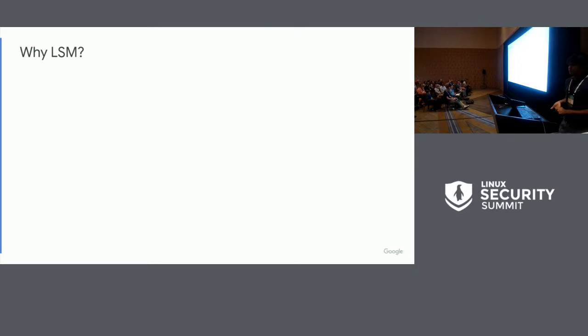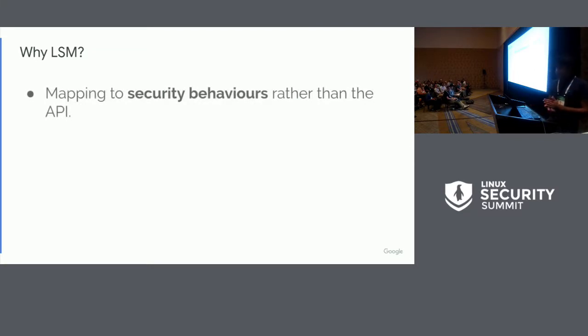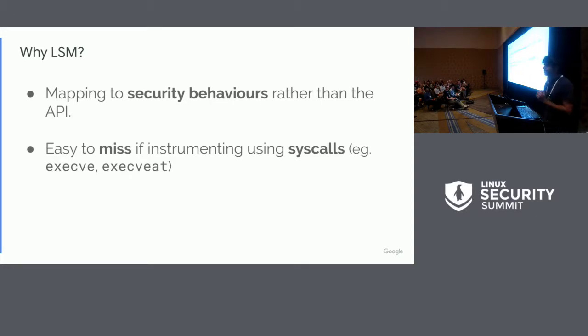I'm going to talk about why Linux security modules, because that's a question I get asked a lot. We want to target security behaviors rather than the API. Syscall is an API that you expose to the user, and LSM hooks are essentially like a funnel. You have 10 different APIs to enter into, let's say, execution of a process. You can have 4 syscalls to execute a process, but the LSM hook is funneling all of these. It basically caters to that security behavior. I can tell you a while back, we missed out on instrumenting execveat, and we missed auditing process executions for some time. It's been a while, though.